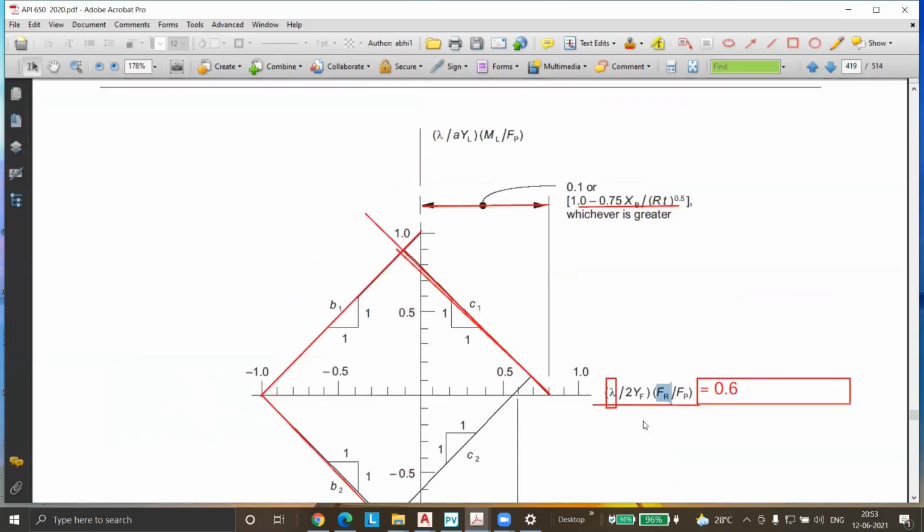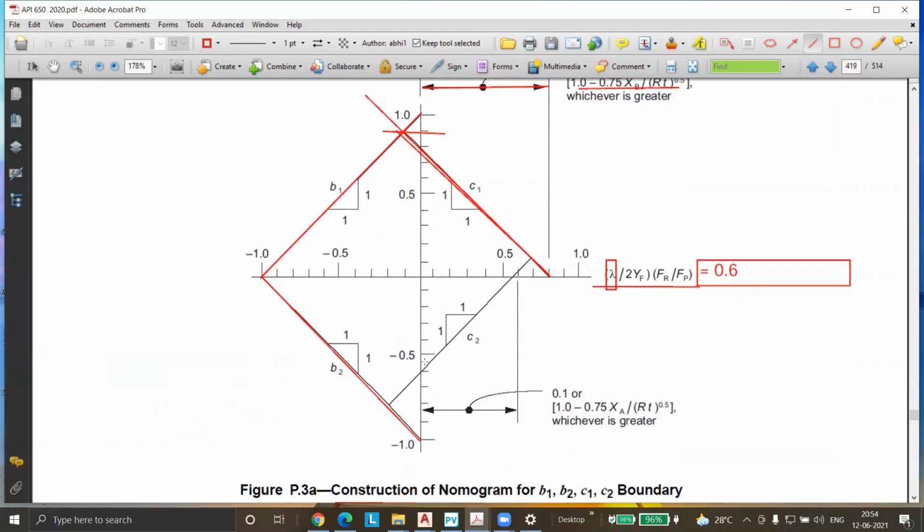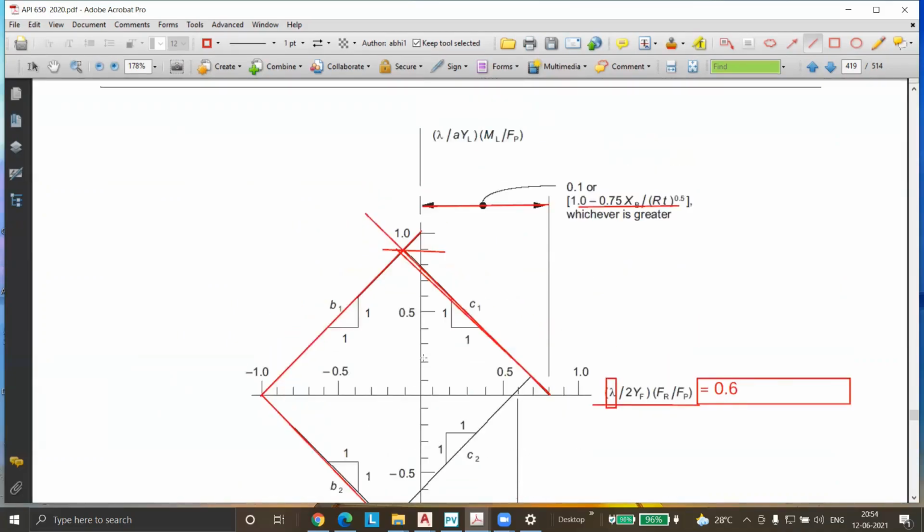Similarly, I can find the maximum value of ML. This point, which is at the extreme, will give you the ML value. If I relate this to this point, it will give me the maximum ML value. Where will we get the FP value?